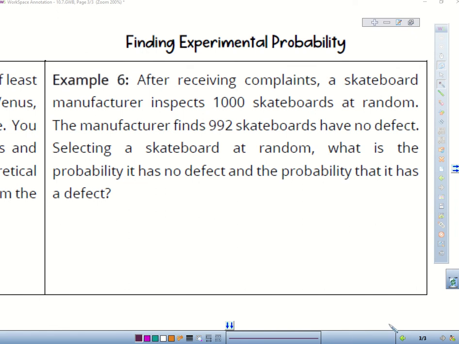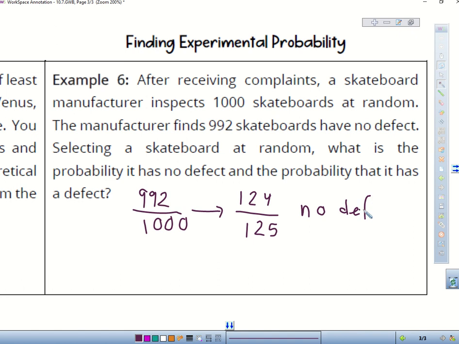After receiving complaints, a skateboard manufacturer inspects 1,000 skateboards at random. The manufacturer finds that 992 skateboards have no defect. Selecting a skateboard at random, what is the probability it has no defect? So firstly, no defect is what over what? 992 over 1,000. Good. Which would reduce to, good, 124 over 125. So that's the chance of no defect, correct? Which means, what is the chance of getting a defect? Good, 8 over 1,000, aka 1 out of 125.